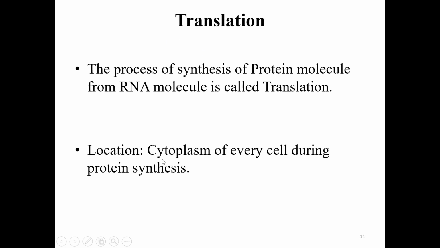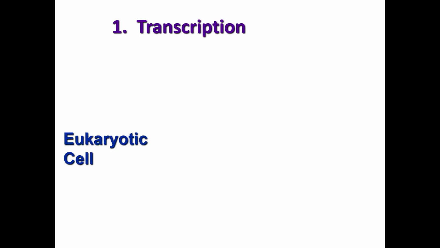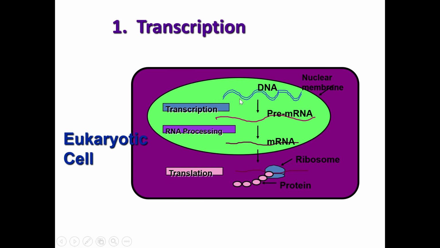So, where does this take place? It's the cytoplasm of every cell during protein synthesis. So, here you should know 2 definitions. Definitions for transcription and definition for translation. So, see here you have DNA. From DNA, the genetic information present in DNA. Now, from that, there is a synthesis of RNA. This process is known as transcription.